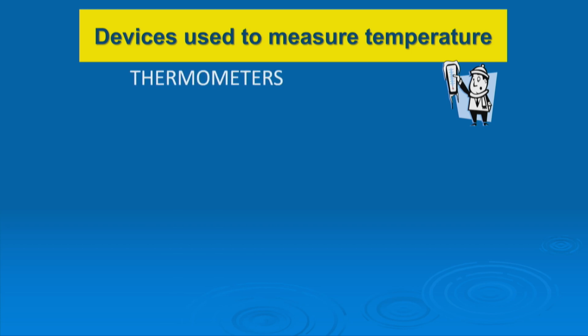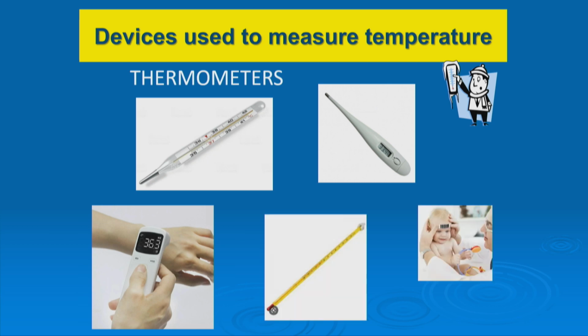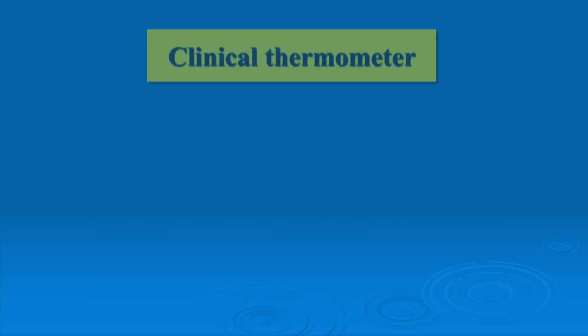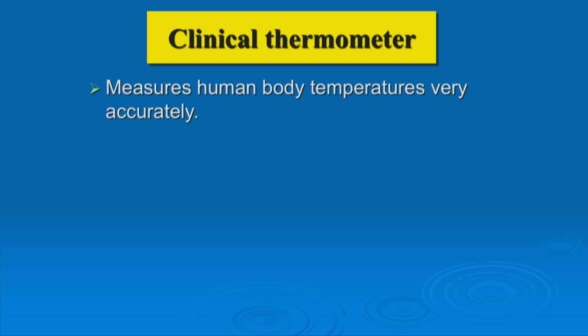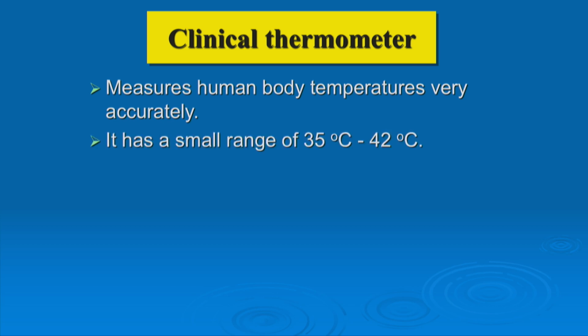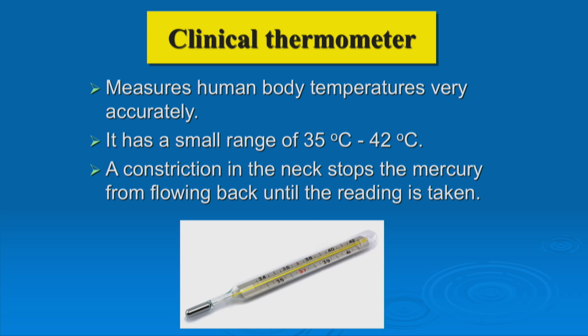We use a thermometer to measure temperature. Thermometers may vary in size and shape. The clinical thermometer measures human body temperatures very accurately. It has a small range of 35 degrees Celsius up to 42 degrees Celsius. There is a constriction in the neck to stop the mercury from flowing back until the reading is taken.